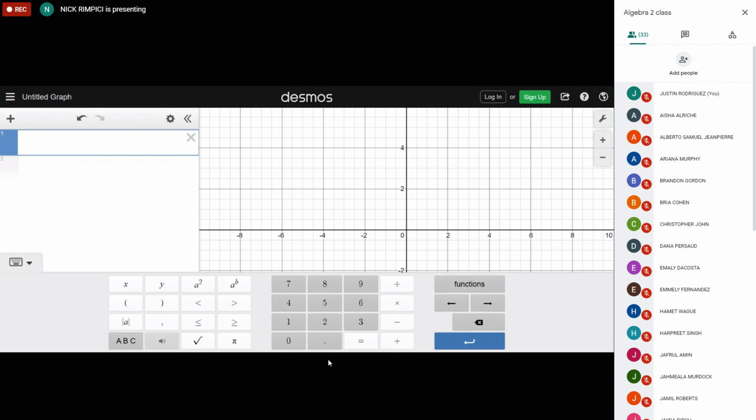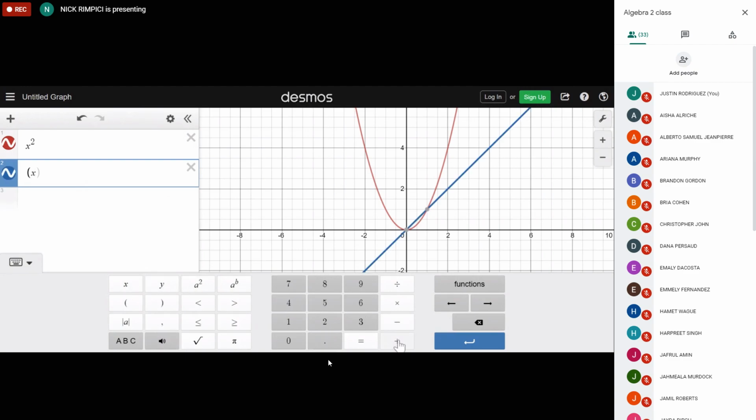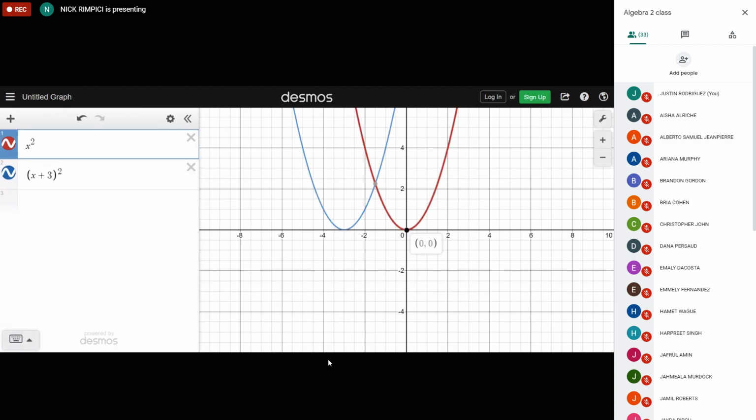All right. So let me make x squared my usual parent function. This time x squared's in red. There's my parent. And now I'm going to subtract or add directly to x. So let me add first. I'll do x plus 3 squared. And look at what happened. By adding 3 to x directly, I've pushed the graph 3 units to the left. So by adding 3, I move it 3 units left.